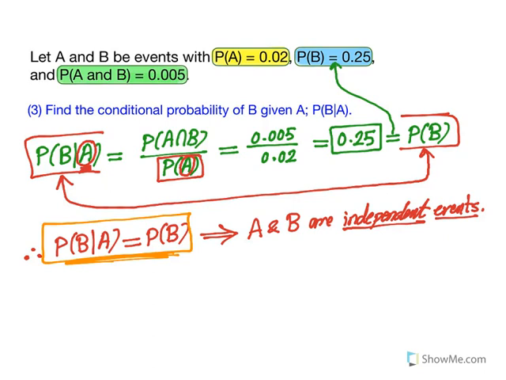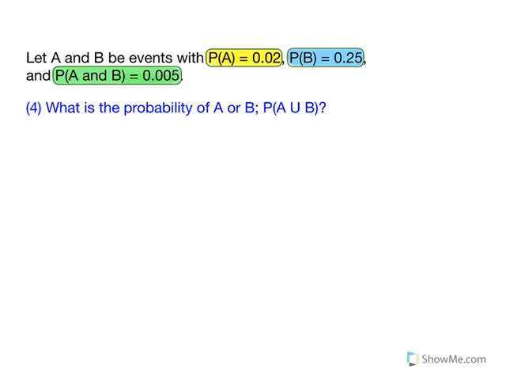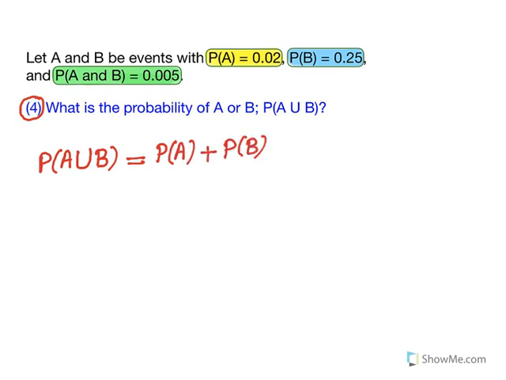So now let's go to the last part. It's number 4. What is the probability of A or B? So the probability of A or B is equal to, there is a rule for it, you add the probabilities, probability of A plus probability of B, and then you subtract the probability of the intersection if there is an intersection between A and B.